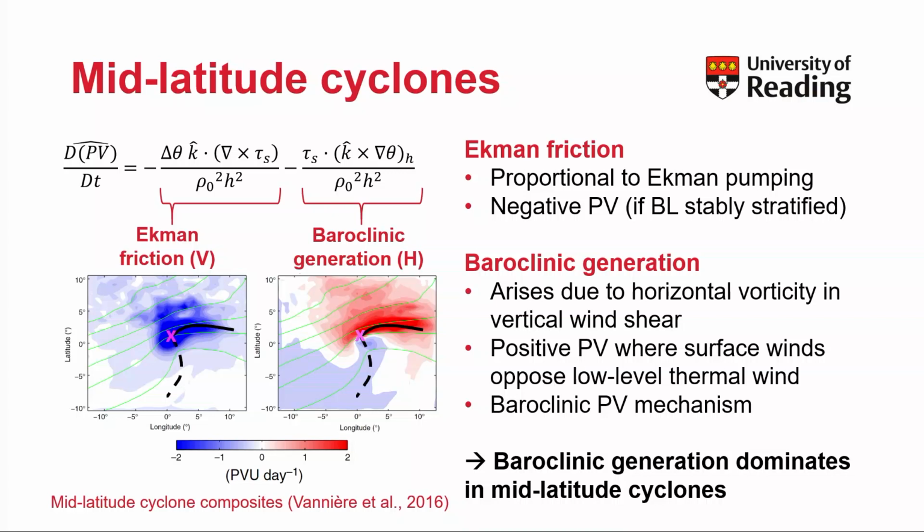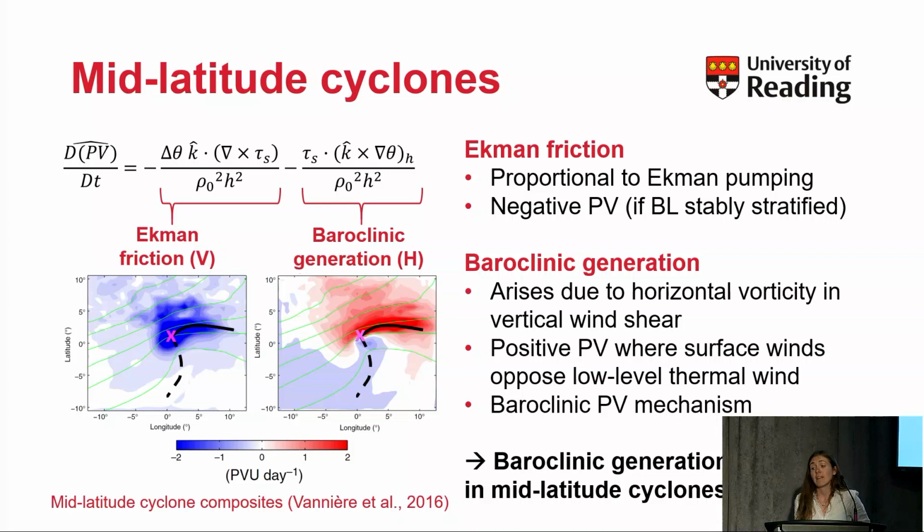And I'll show you what they look like in typical mid-latitude cyclones. So firstly, Ekman friction. This is proportional to the curl of the wind stress, and therefore the vertical Ekman pumping. So in cyclones, this term will be negative, assuming the boundary layer is stably stratified.